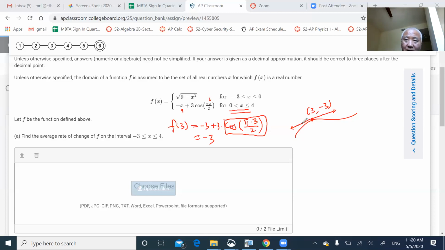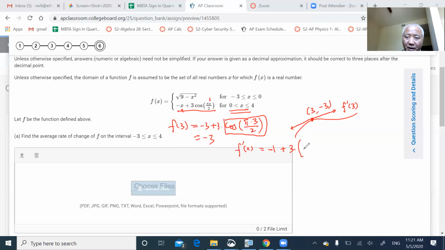We know one point already. To find the equation of the line, we need to find the slope, right? How do we find the slope? We need to find the derivative of the function when x equals 3. So how do you find that? We can do it this way. We take f'(x). Since x is 3 here, we're going to use this piece, okay? The derivative of negative x is -1, and the plus 3 stays as a constant multiple.